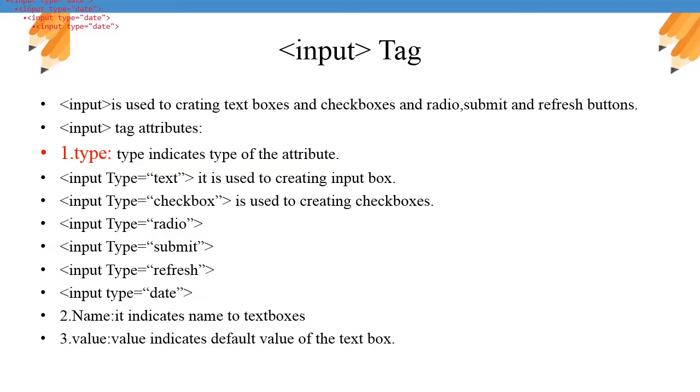Next one is the name. Name indicates the name of the text boxes. With the help of name, we are distinguishing every field. Giving a name is optional and value is also optional. Here we are giving a name to indicate every field. Value means the default value of the text box. Value is also optional, whether we mention it or not.